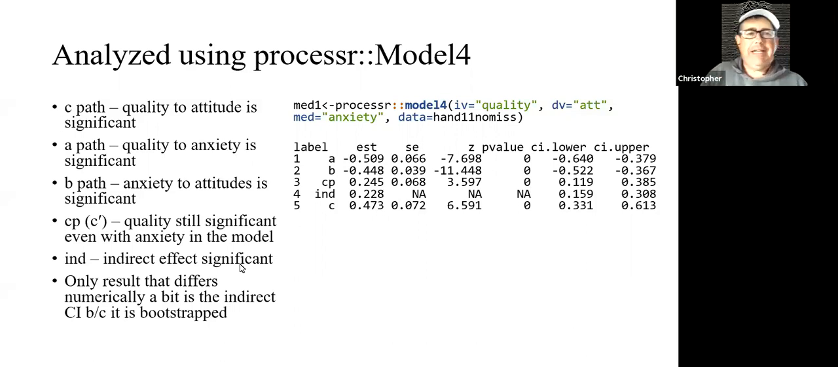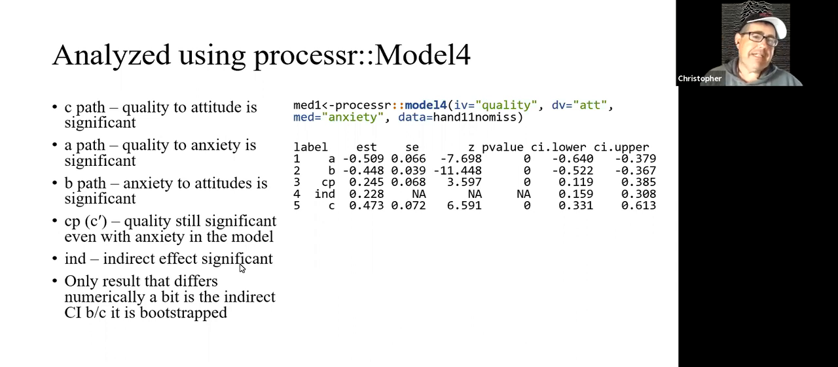Now the different paths that we get. The C path, the one at the bottom, let's look at that one. The C path is the total effect. That's the effect of quality on attitudes with nothing else in the model. We can see that that is statistically significant. Then moving to the A path, the path examining whether our predictor X is related to the mediator M, we can see that that's also significant. The B path, going from anxiety to attitudes, we see that that's also significant. And again, I'm just looking at those confidence intervals and asking if they exclude 0.